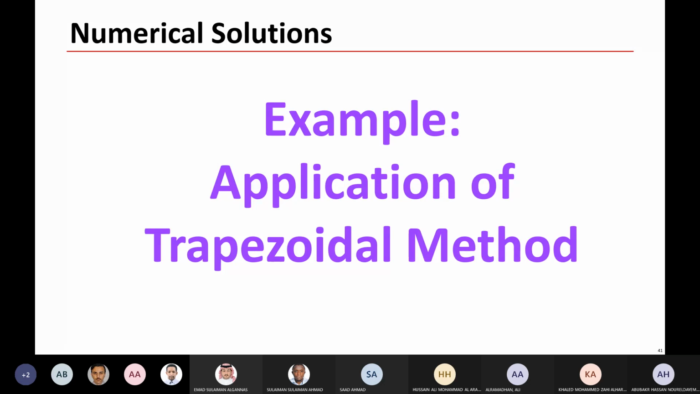Okay, so today, inshallah, we will continue discussing the numerical solution of the swing equation. We already discussed the techniques that could be implemented in power systems, not only for the swing equation, but for any ordinary differential equations.